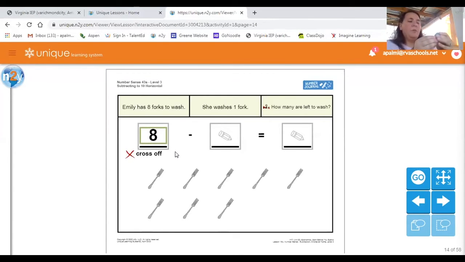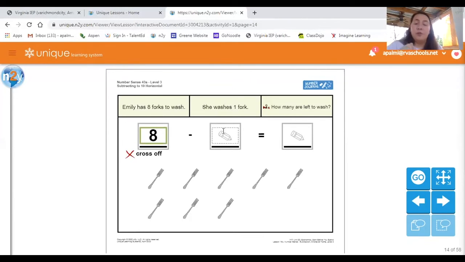1, 2, 3, 4, 5, 6, 7, and 8. So Miss Daly has 8 blocks. I hope you have 8 of something you're counting at home, okay? So let's read the next part of our math problem. So she has 8 forks to wash. She washes 1 fork. So what number do you hear in that sentence?